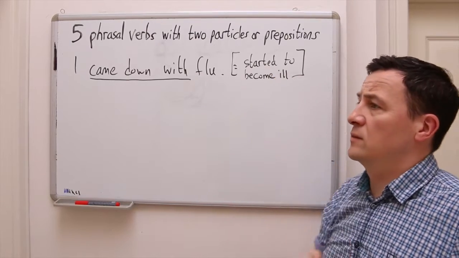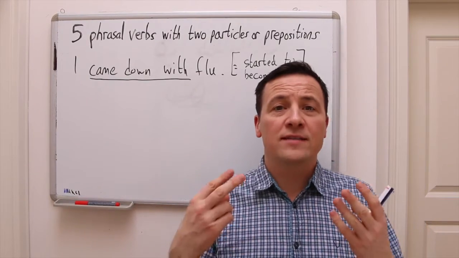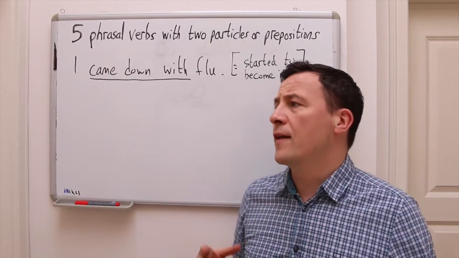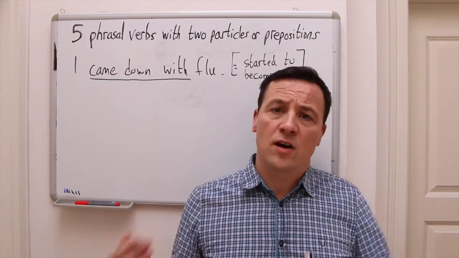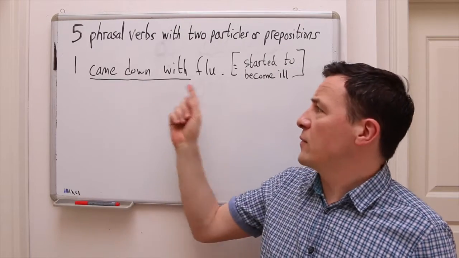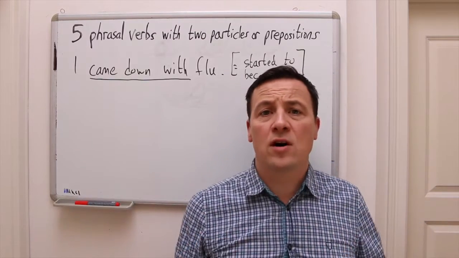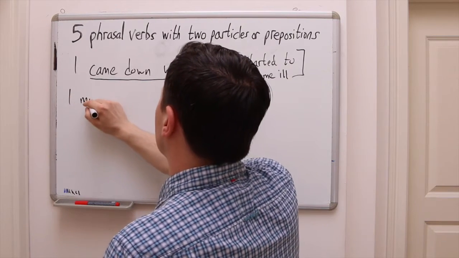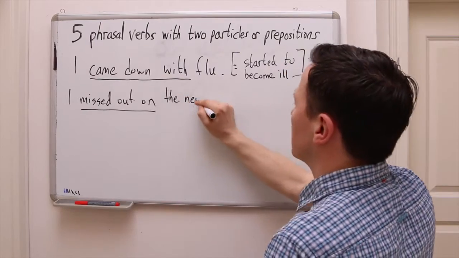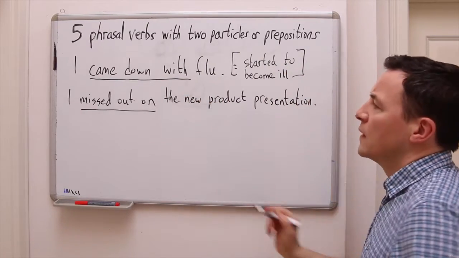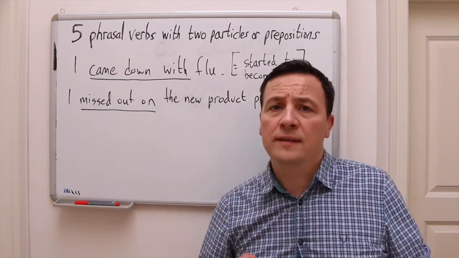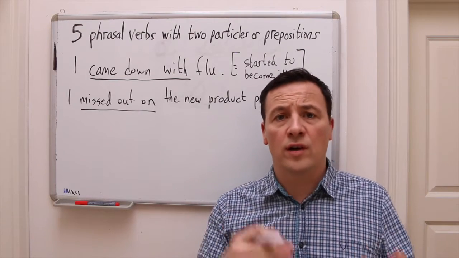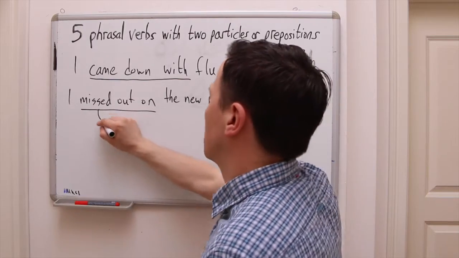Okay, so let's look at the second phrasal verb with 2 prepositions or particles, and that is miss out on. So I came down with flu and I missed out on the new product presentation. And to miss out on means to not see or not hear or not receive something.